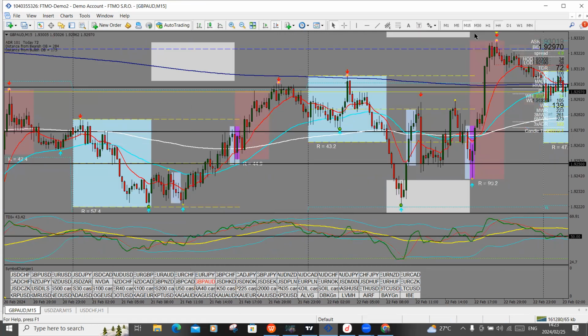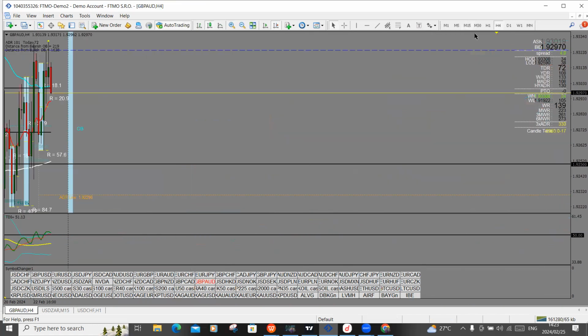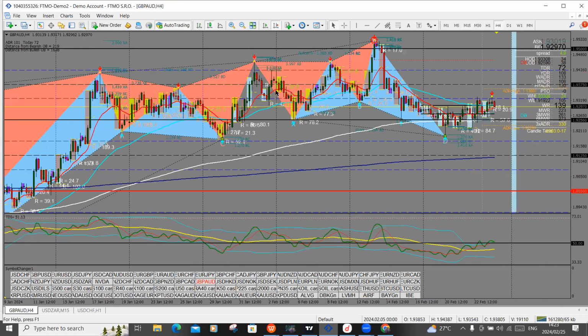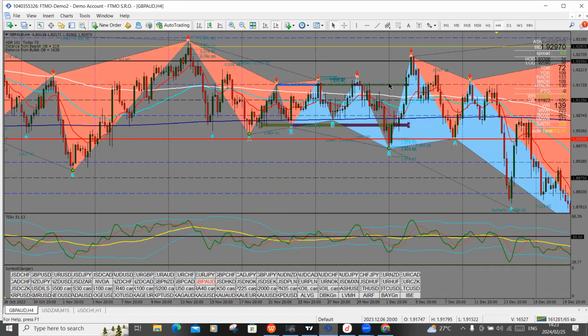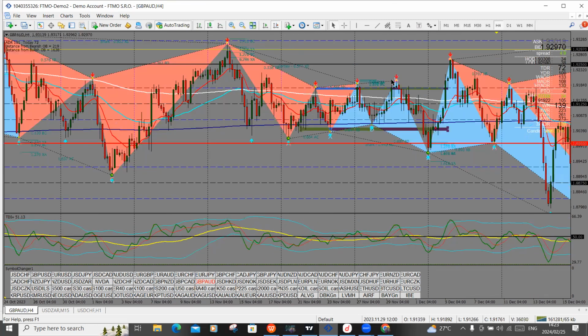So I'm going to jump to, I'm not sure if I should use H4 or H1 because H4 on my charts comes with this Gartley indicator, right? So it might confuse people. Okay, anyways, here's a clean example.